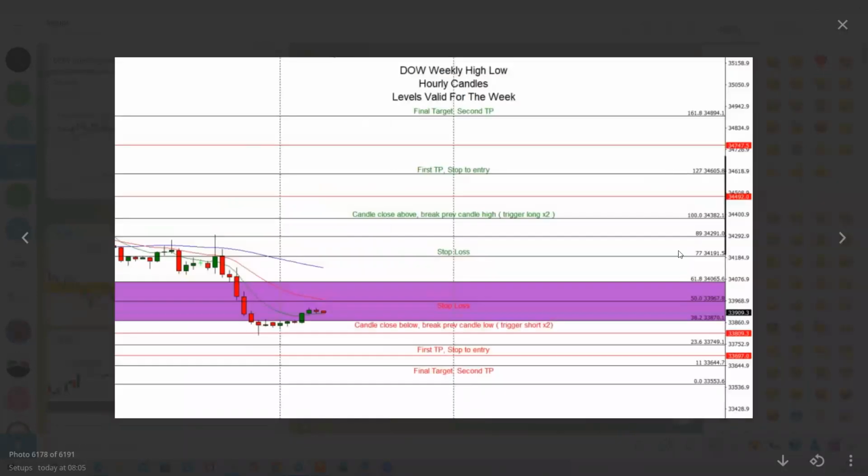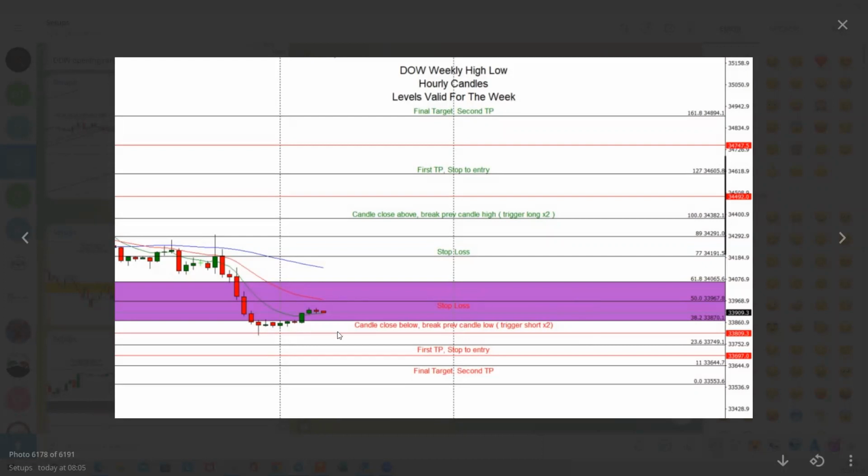On the Dow weekly high low, currently between levels of 50 and 38.2 as support resistance. If you look at the moving averages, 50 is above 21, above 8. That's indicating trend is down. So with that, we want a candle, or we already got that trigger short. We haven't stopped out yet. So we're still aiming for the 23.6 first TP, 11 second TP, stop loss being at the 50.